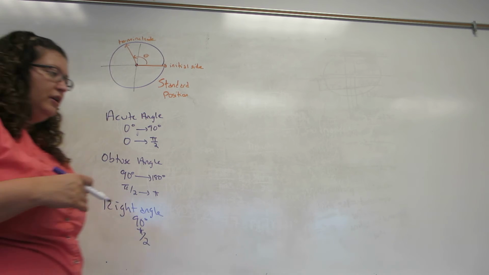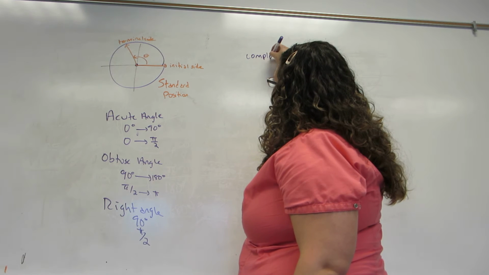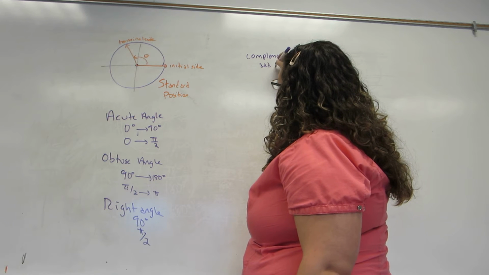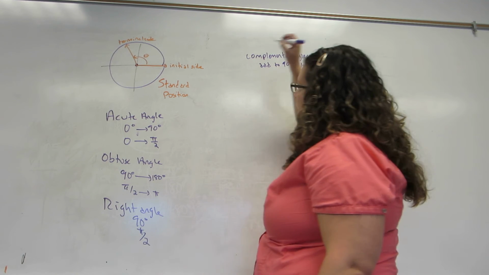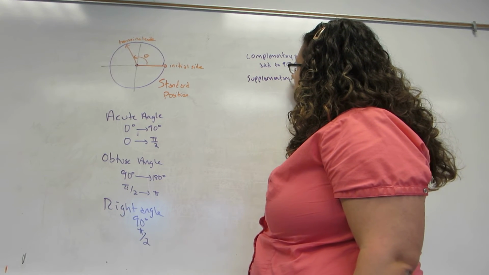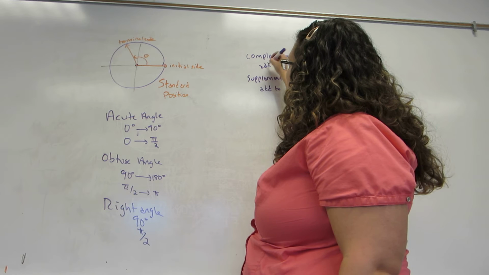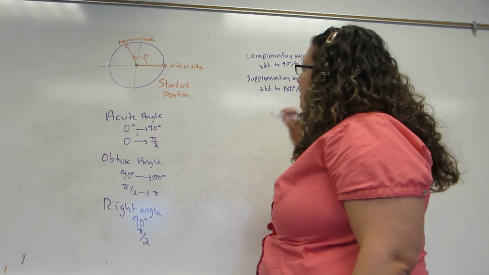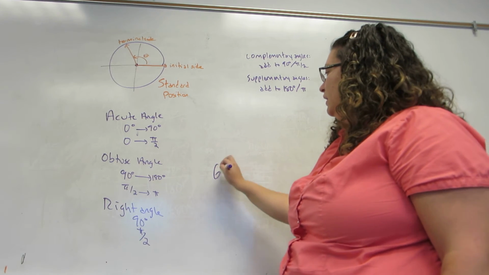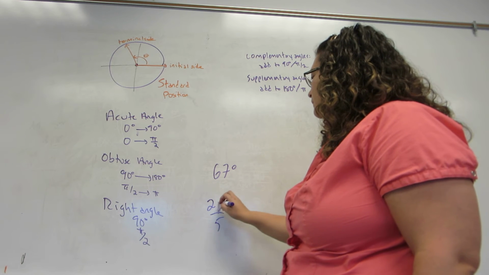Now, there's also special classes of angles when we're talking about them in pairs. So, complementary angles are angles that add to 90 degrees or pi over 2 radians. Okay. Supplementary angles are angles that add to 180 degrees or pi radians. Okay. So, as an example, let's look at 67 degrees and 2 pi over 5 radians.